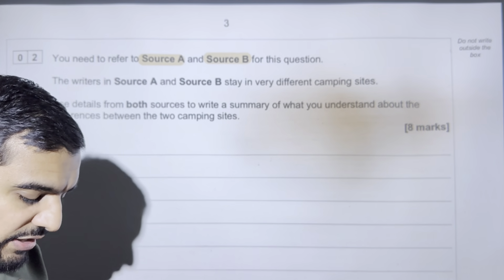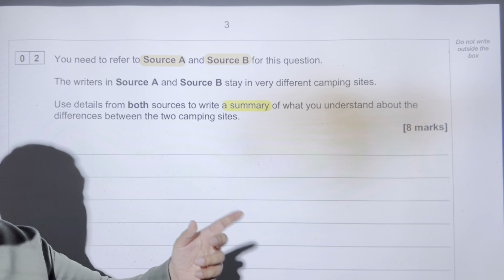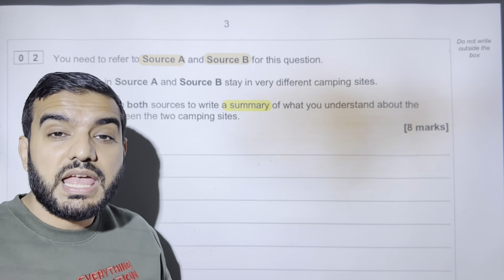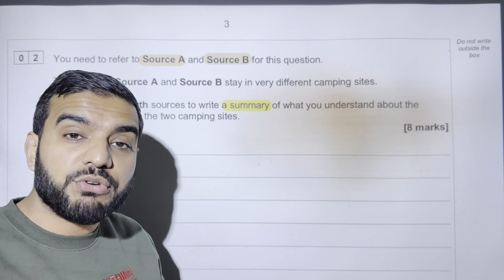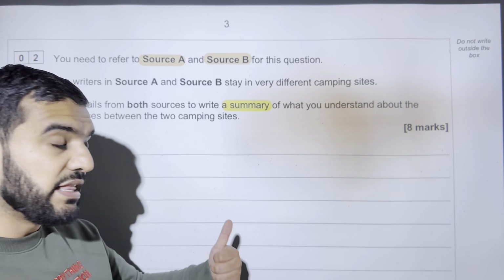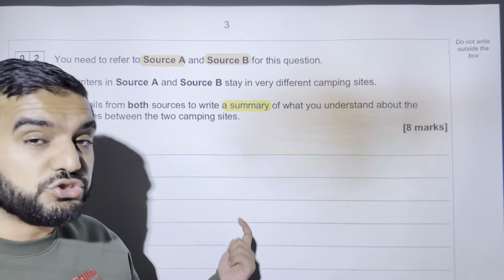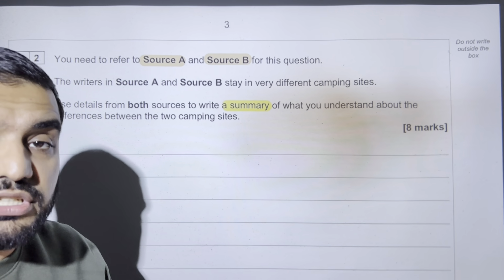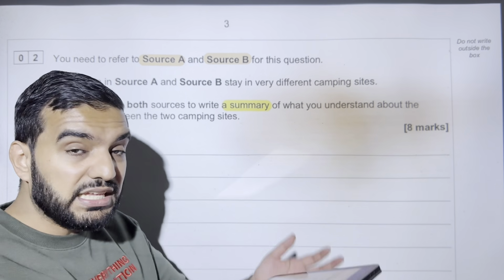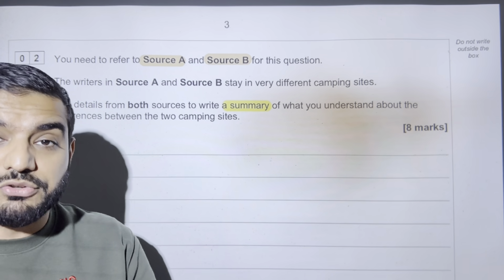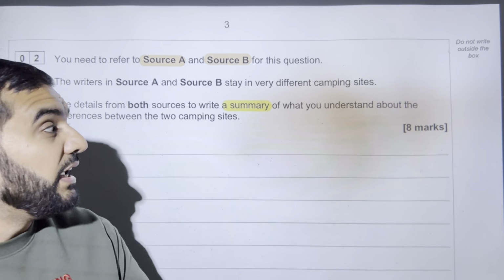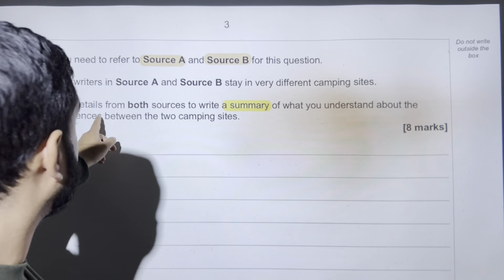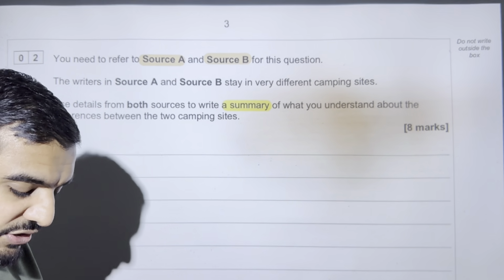And rather than analyzing language as we were in paper 1, we are now writing a summary, a pure basic comprehension question. You're not analyzing language, you're not analyzing structure, no verbs, no nouns. All you are doing in this question is summarizing something about source A, and in paragraph number 2, something about source B. In this question, we are summarizing the different camping sites that they stay in. Guys, this question is worth 8 marks.